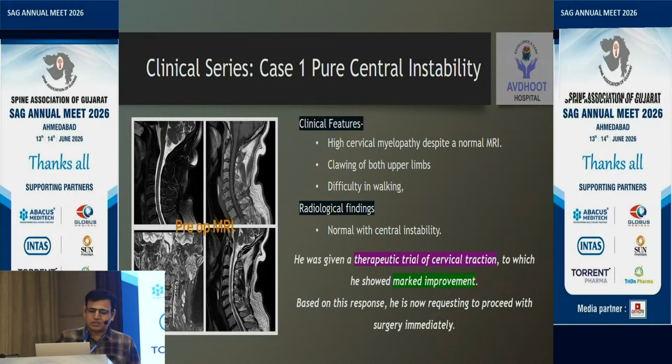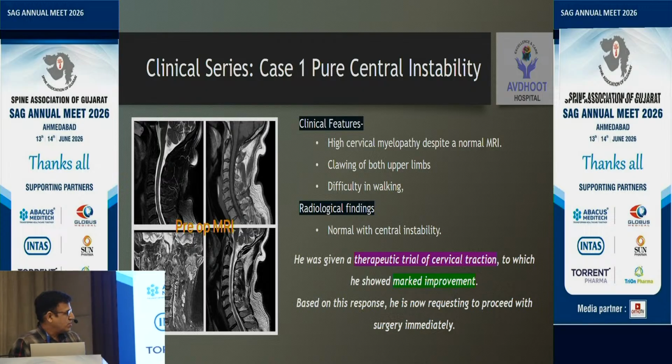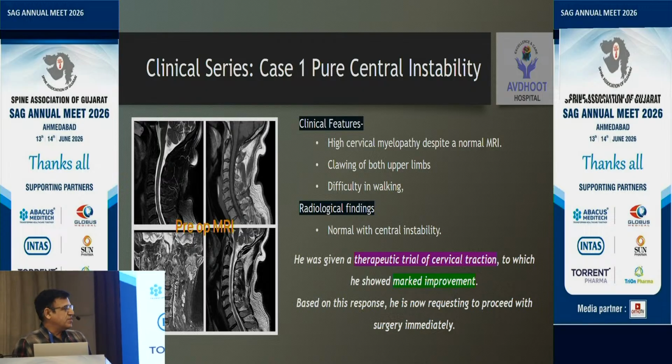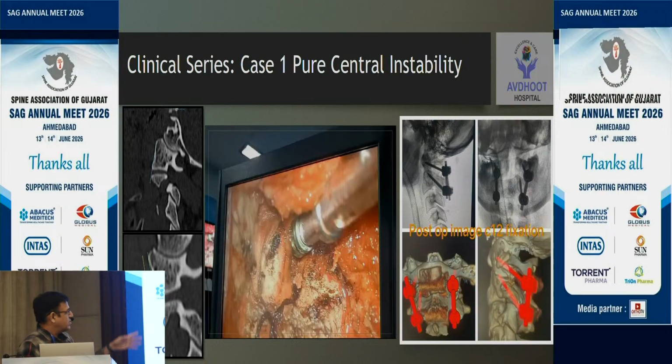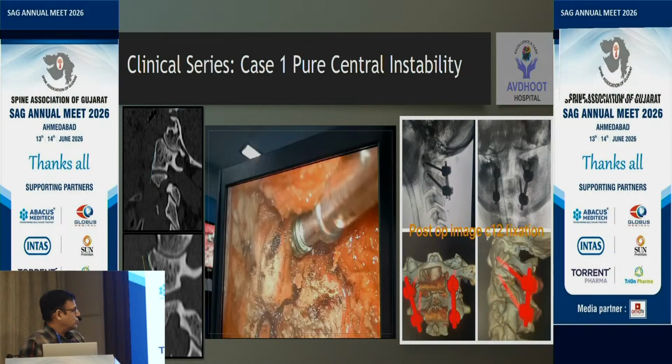So with risk, I explained to the patient that we should give traction. We gave the traction for 2 days. Patient improved markedly. He immediately asked me for the surgery, and on Saturday evening, the patient asked me for the surgery. This is the dynamic study where there is a little bit of tilt of C1 over C2.